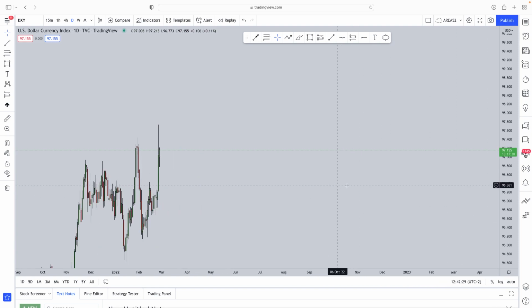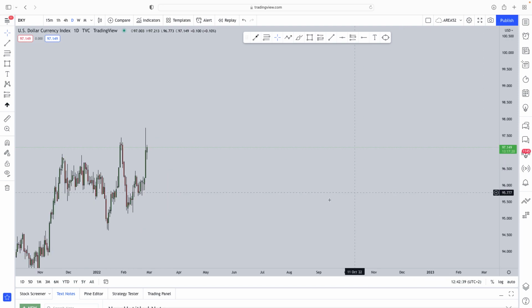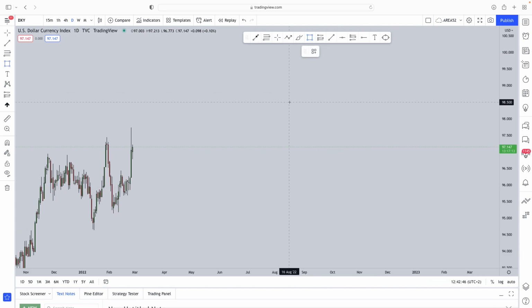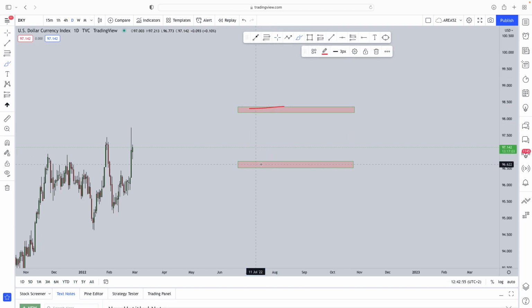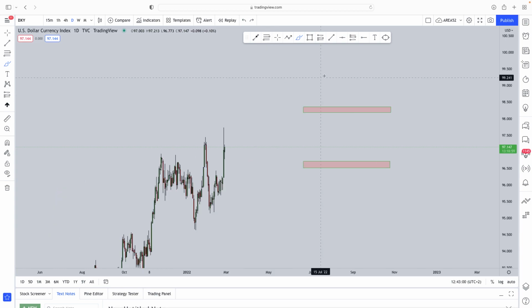Now if you are looking to buy or sell the EURUSD or the GBPUSD, for instance, the first thing you want to do is look at what the price action is on the dollar index. Price action traders will know that they normally buy at support and sell at resistance. So let's say this is resistance and this is support.